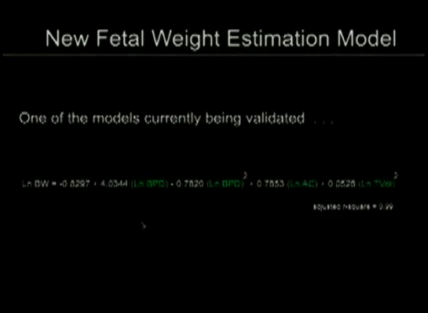And one of the models that are currently being validated that seems to so far have the best accuracy and precision is the one that's been transformed: log of birth weight equals some constant, and then using the variables of natural log of biparietal diameter, biparietal diameter squared, abdominal circumference, and fractional thigh volume squared. And this information has been submitted to one of the major journals, and it's currently undergoing peer review, almost finished, and it should be published pretty soon.